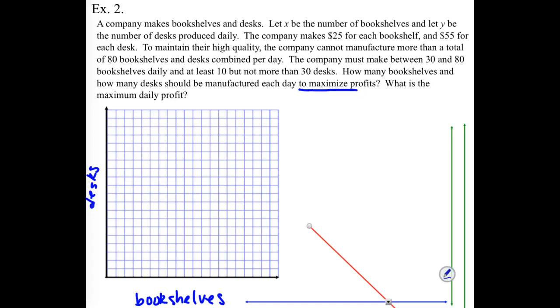Okay, so right here, they are telling you what your objective function should be about. We are trying to maximize profit. Okay, so let's go back in the word problem and figure out our equation for profit. How much are we told we make on every bookshelf? Okay, and then 55 for every desk. So my objective function would be 25x plus 55y.